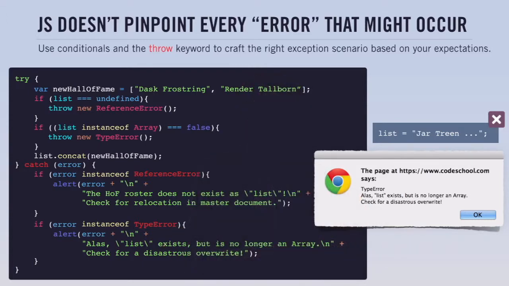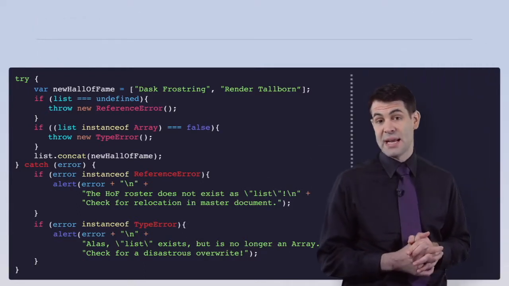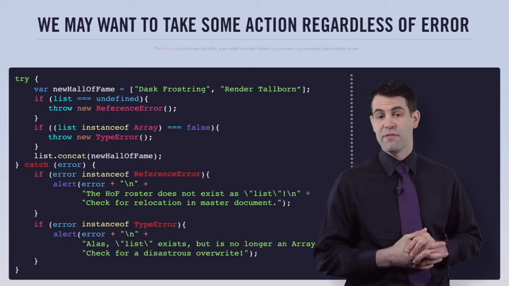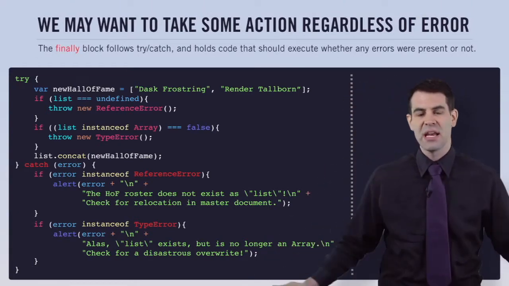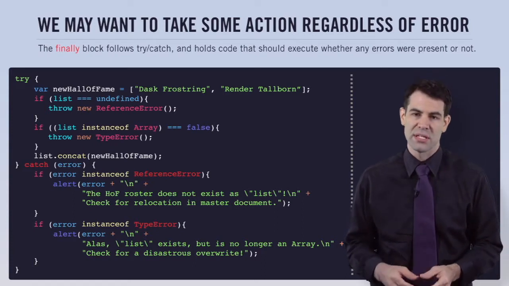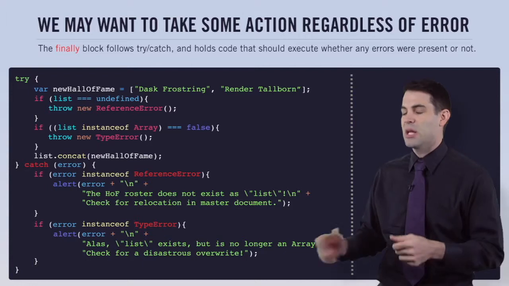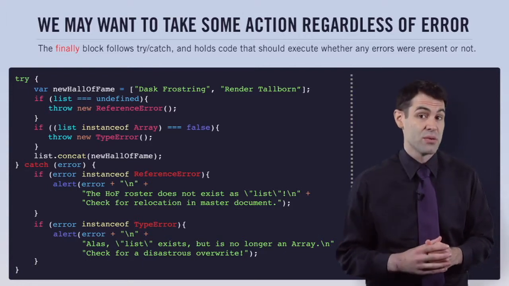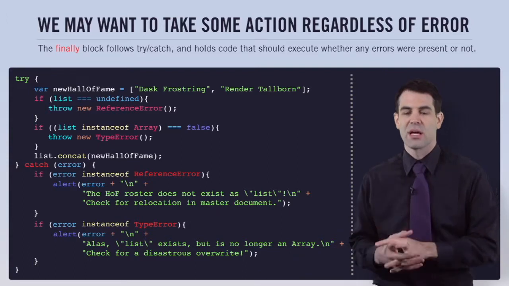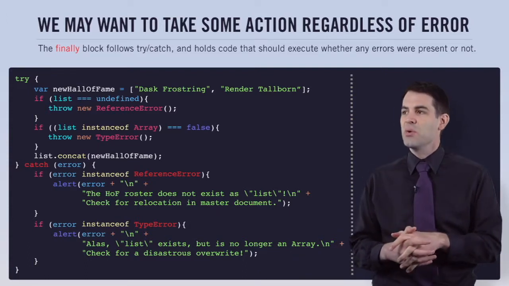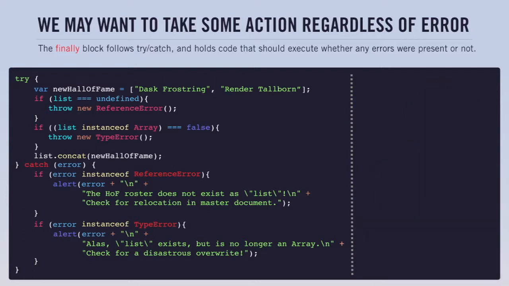A cool extra thing about the try-catch block is that it has a secret friend called the finally block, which will allow us to take action regardless of any error that may have occurred inside the try block. If the try block executes smoothly, we'll go to the finally block. If the try block does not execute smoothly and we go to the catch block, after the catch block, we'll go to the finally block. The finally block just says we're going to do whatever is inside this block regardless of what happened before.